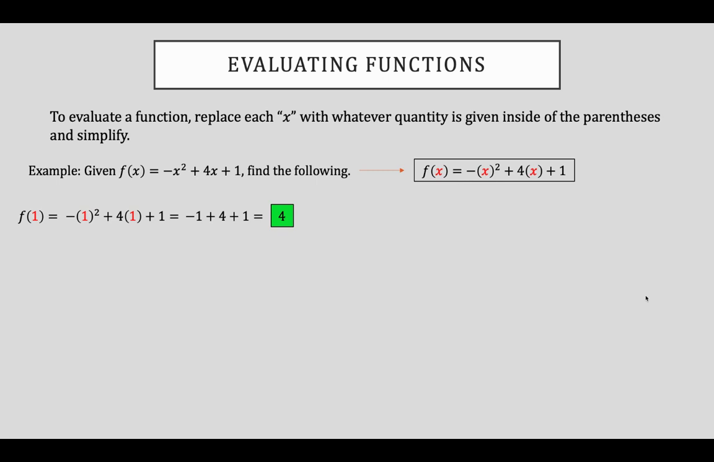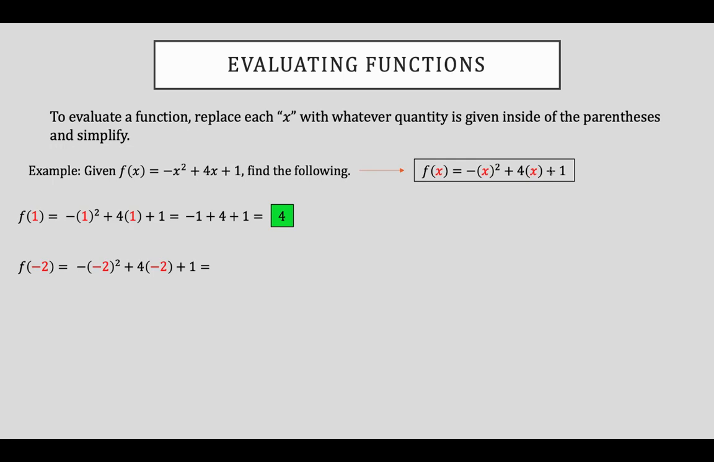When I plug in 1 for x, I get out 4 for y, and the ordered pair 1, 4 would be a point on the graph of this parabola. All right, what about evaluating f of negative 2? Well, again, whatever we see inside of the parentheses, in this case the negative 2, we are going to substitute that in for all of our x's. This becomes negative parentheses negative 2 squared plus 4 parentheses negative 2 plus 1. And again, I strongly recommend you put your parentheses in.